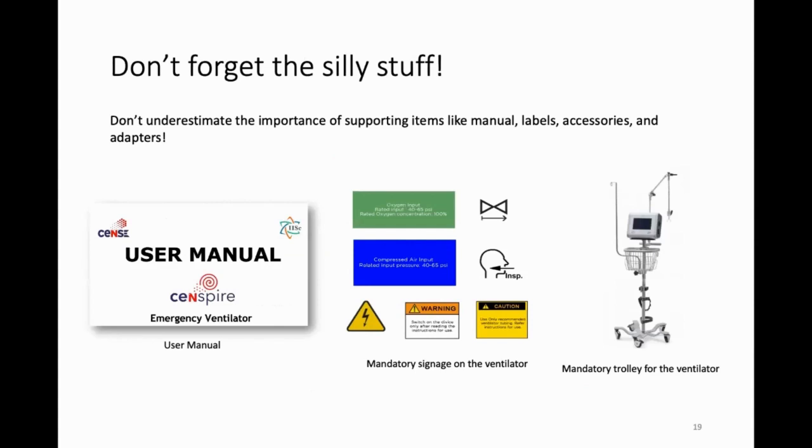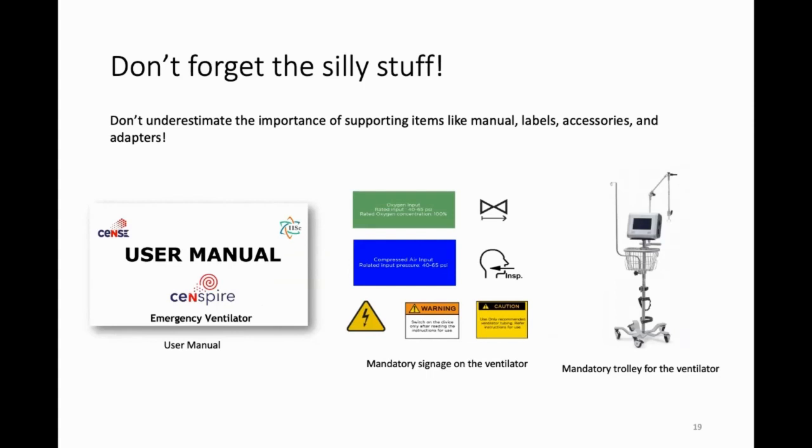And you cannot forget the silly stuff when you're trying to get certified. I'll mention 3 words, and all of these are laughable: user manual, signages, and trolley. What? Ventilator is important. These are not. Turns out you cannot get certification without all of these 3 things in place. There are rules there, and those rules are there for a reason. And if you're trying to make a product, you actually have to be sensitive to all those details.